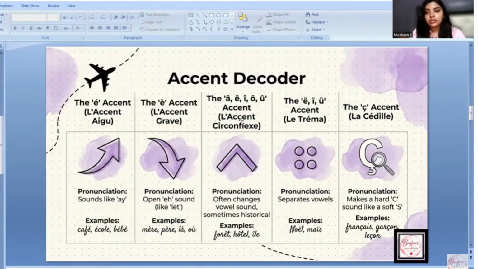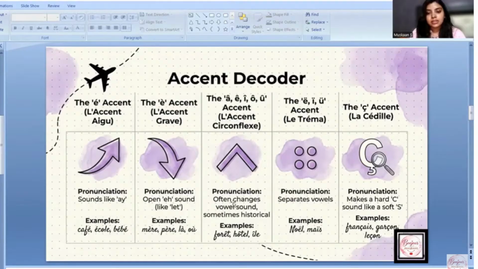Third is l'accent circonflexe. It looks like a cap on top of these vowels. So you always use l'accent circonflexe with vowels. See here: â, ê, î, ô, û. But remember, like I told you before, that Y is also a vowel, but we don't use the circumflex here. It's only used with these vowels.